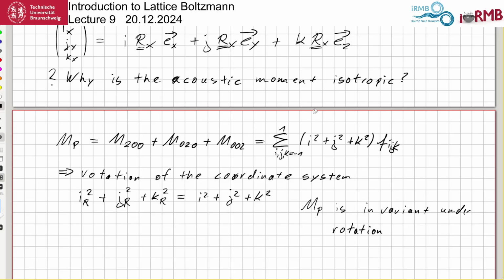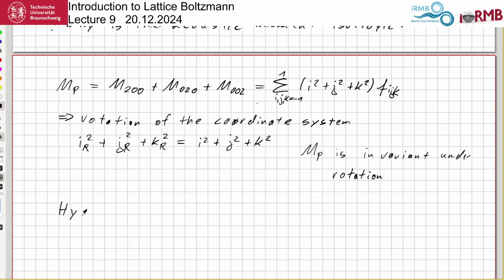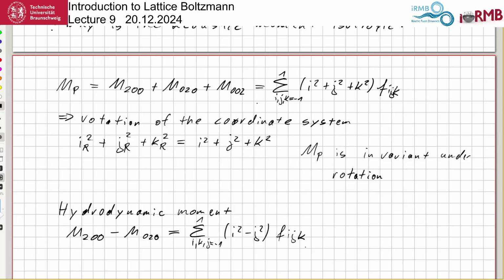Okay, let's look at our hydrodynamic moments as an example. We specifically now look at M200 minus M020, which we get from the sum ijk from -1 to 1 of i square minus j square times fijk. Now let's see. So this is a moment that is biased. It's in the xy plane, and obviously the z vector is orthogonal to the xy plane.